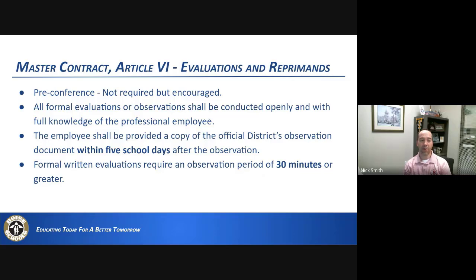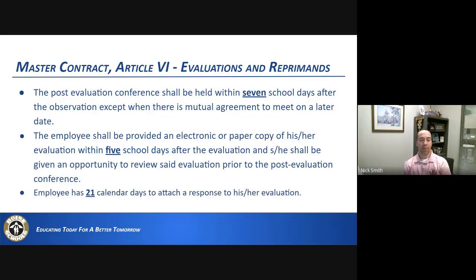Formal written evaluations require an observation period of 30 minutes. That's another thing that is required. So you need to be in that classroom for 30 minutes for that formal evaluation observation. The post-evaluation conference by master contract has to be held within 7 school days after the observation. So when you go in to do that 30-minute observation, after you complete it, you need to have that evaluation sent to them in Winocular within 7 school days, unless there's mutual agreement to a later date.